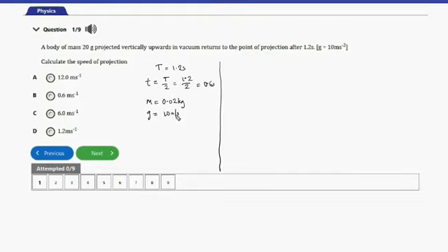Alright, so guys, if we want to find the maximum height of this projection, we're going to use the formula t is equal to root 2h over g. So guys, if we square both sides, we're going to have t squared is equal to 2h over g. And if we make h the subject of this equation, we're going to have that gt squared over 2 is equal to h, or h is equal to gt squared over 2.